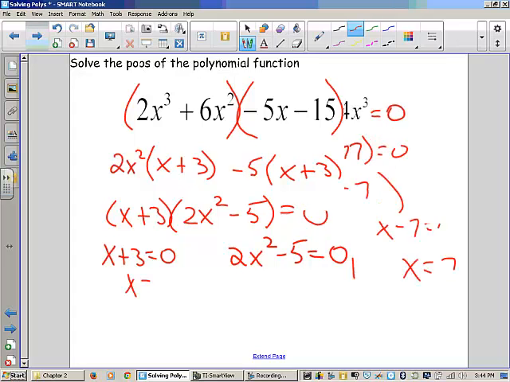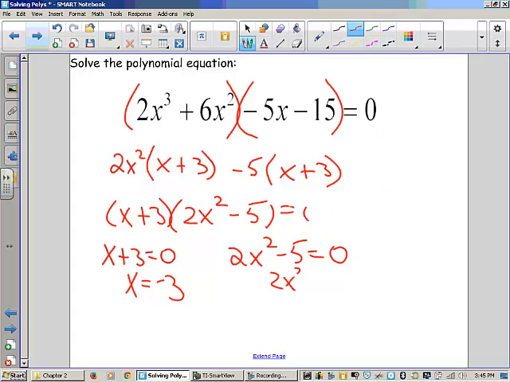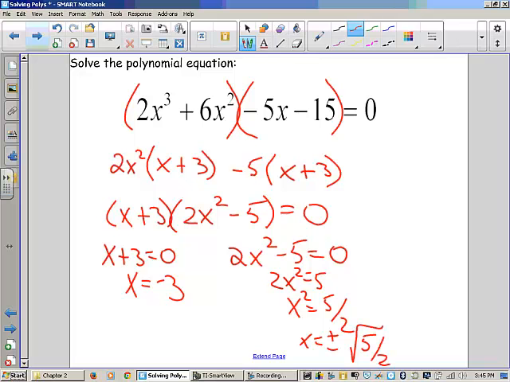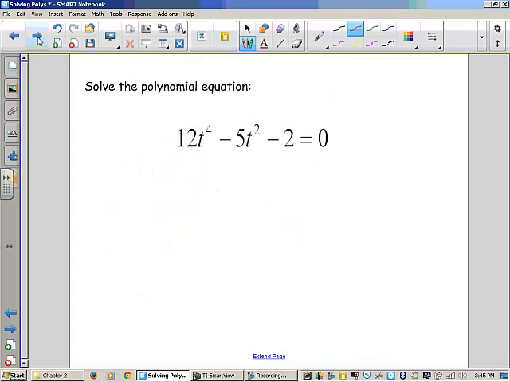So if I solve this one, I get x equals negative 3. If I solve this one, I get 2x squared equals 5, so x squared equals 5 halves. So x equals plus or minus the square root of 5 halves. So once again, it's the same thing we've been doing as far as finding zeros and finding intercepts. It's just the factoring gets a little bit more complicated.